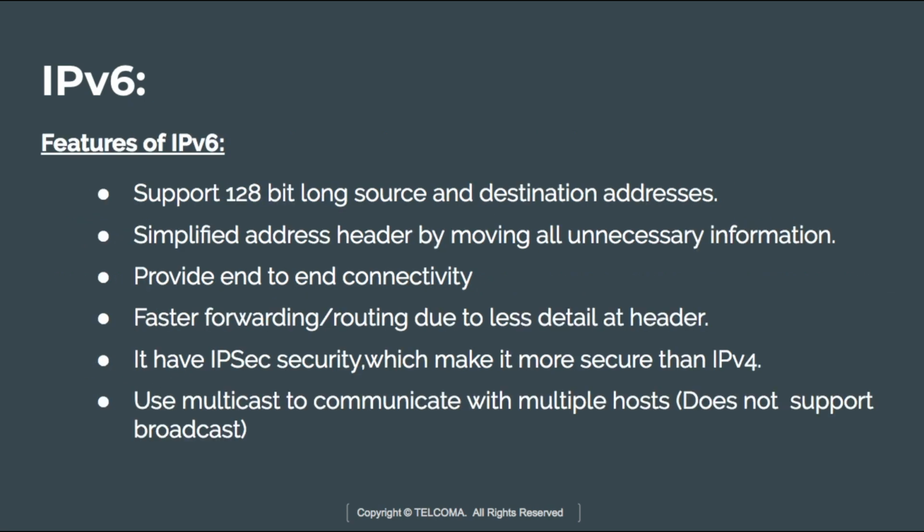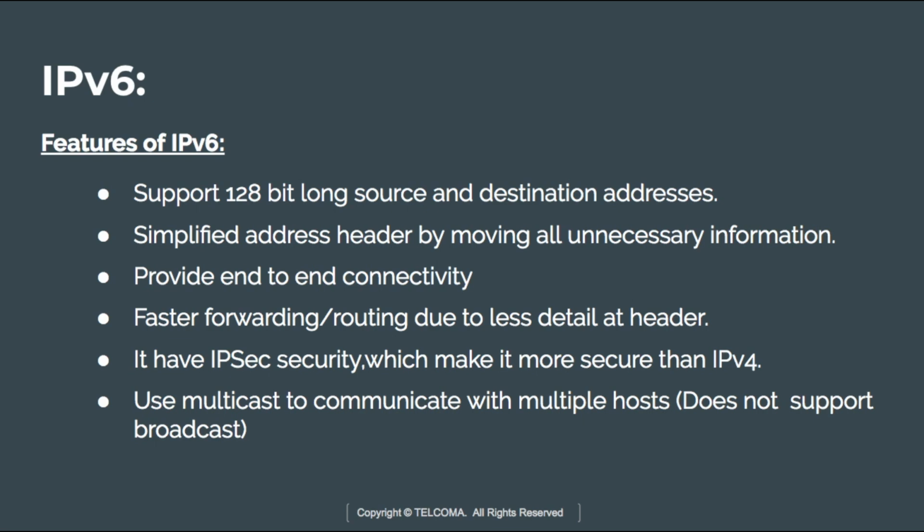Next are the features of IPv6. The first feature of IPv6 is about the source and destination addresses. They are 128 bits long. It means that as in IPv4 the source and destination addresses are 32 bits long, here these addresses are 128 bits long.